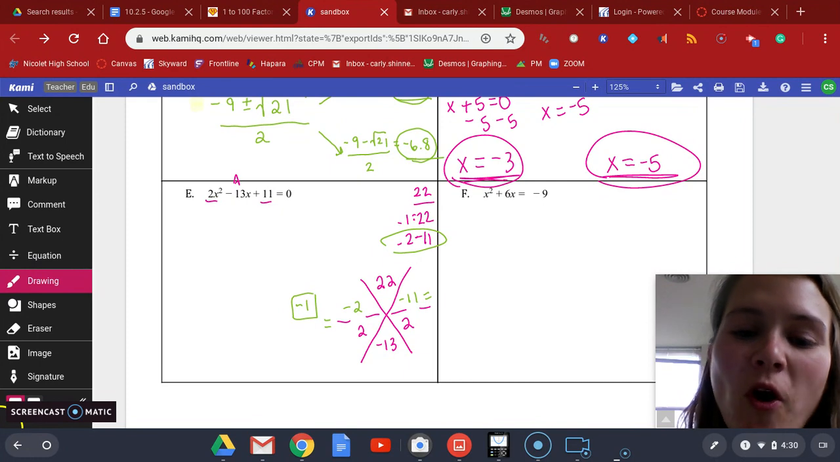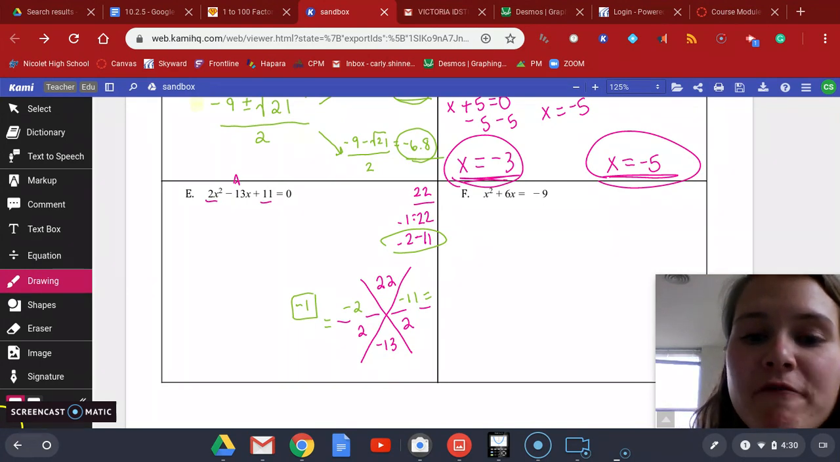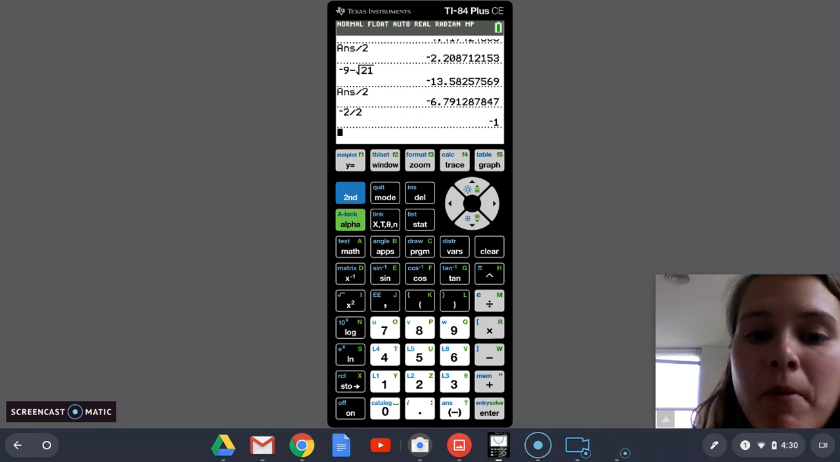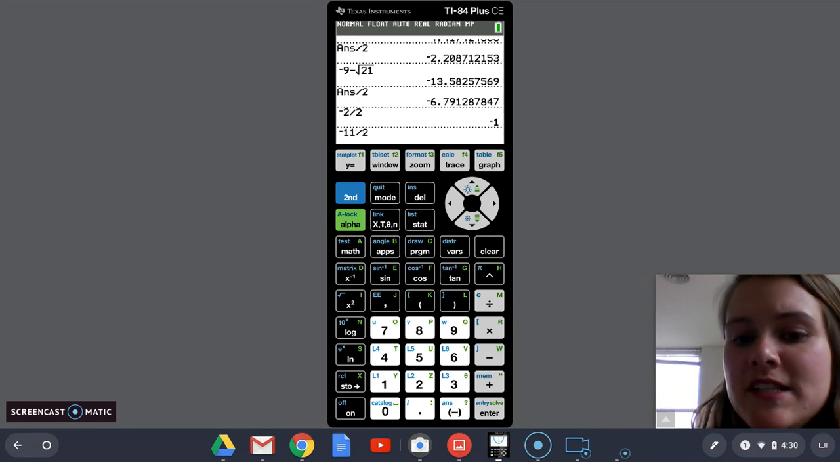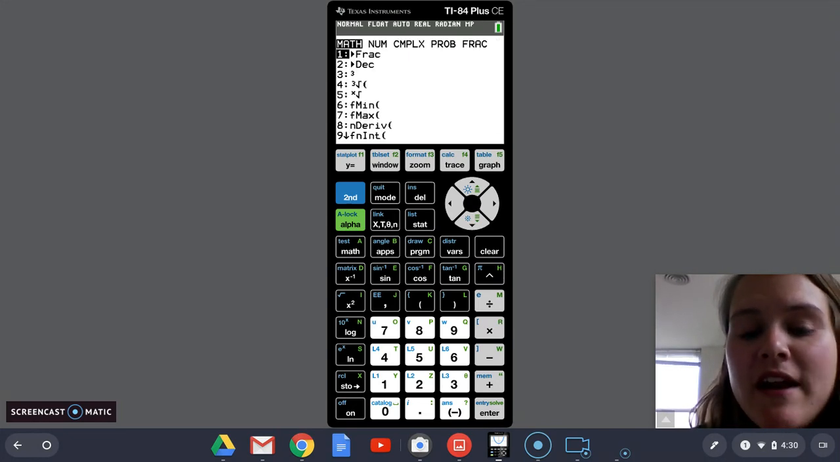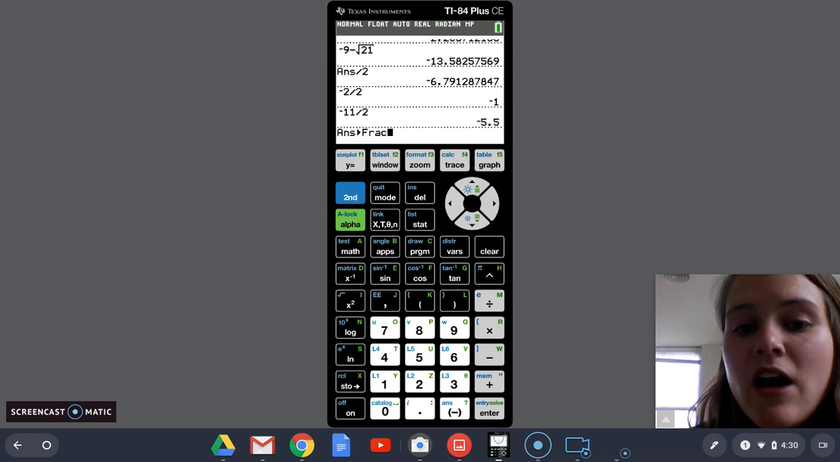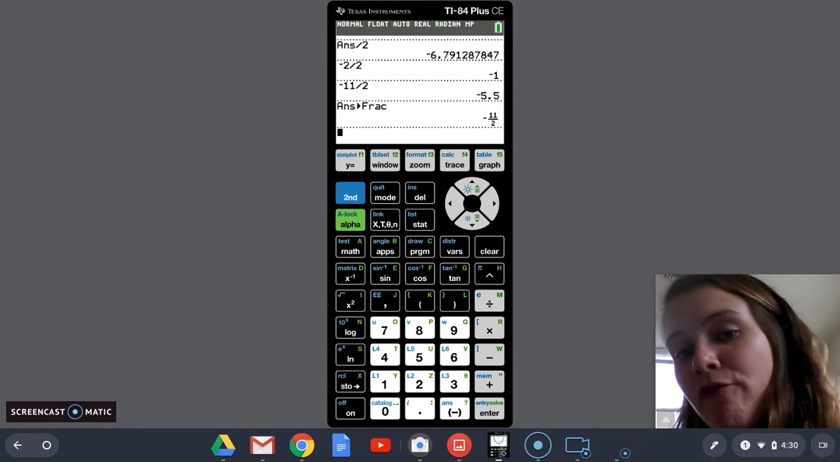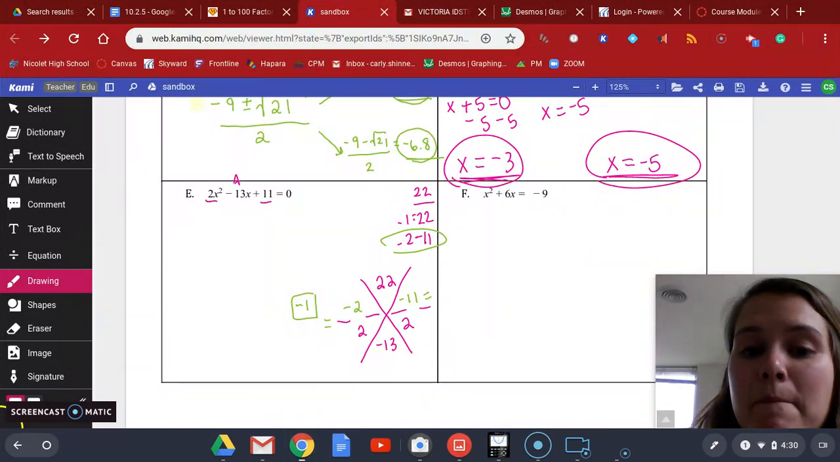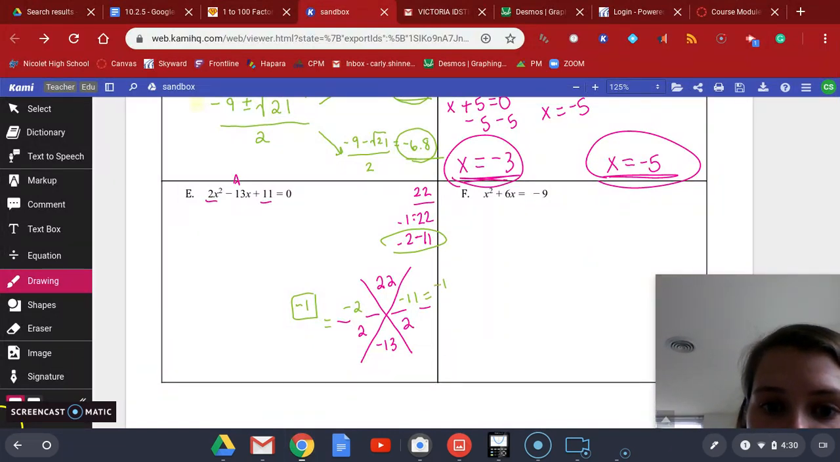Remember, folks, the goal here is to simplify the fraction, reduce it if you can. But we don't ever want it to be a decimal. So I get negative 5.5 here. I can click on the math button and then FRAC, and it will reduce it as a fraction for me. And I see that negative 11 halves cannot be reduced. That is the fraction as reduced as it can be.